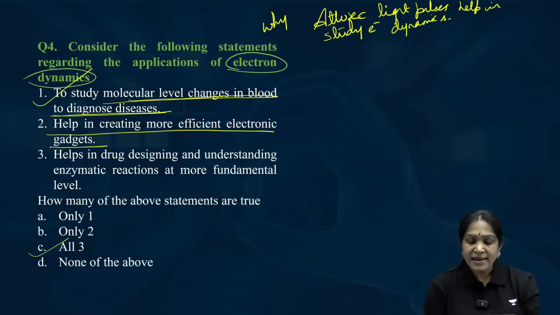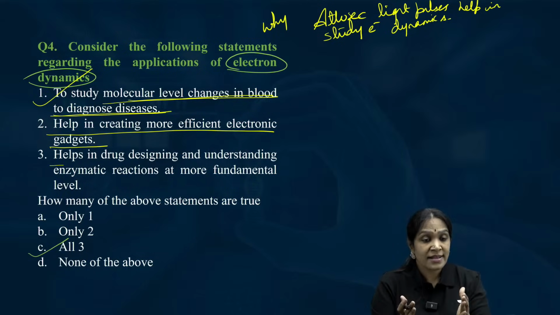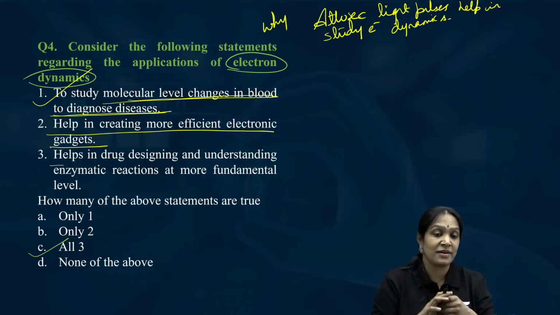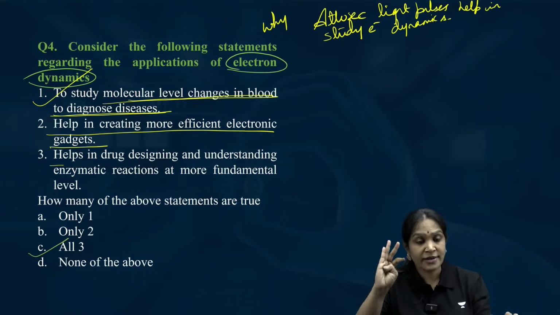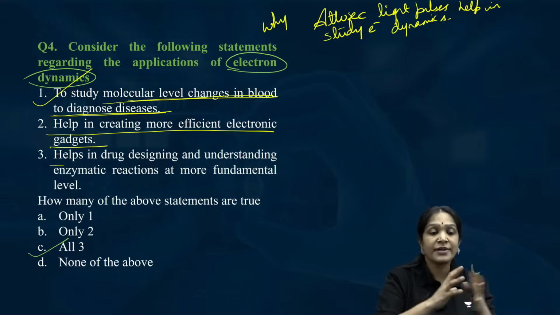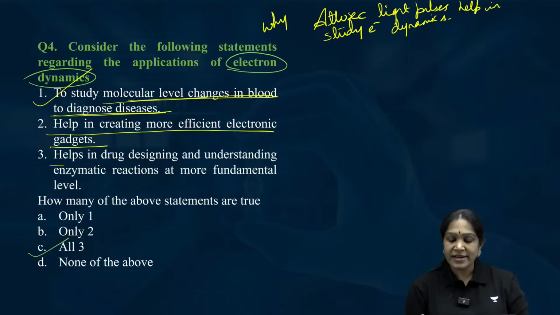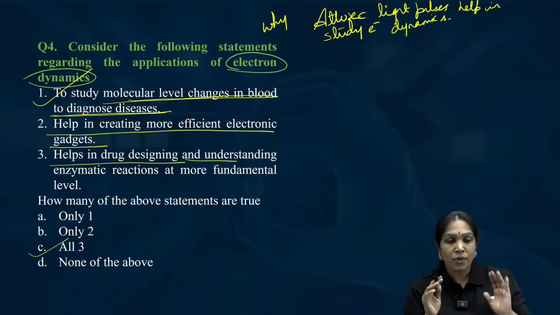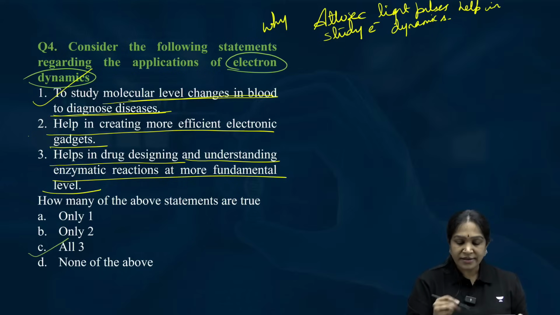They can help in drug designing. Why? Because you are understanding the drugs at the subatomic level. You are not understanding the drugs at the molecular level, not at the atomic level, but at the subatomic level, that is the electron level. So they help in drug designing and understanding of enzymatic reactions at a more fundamental level. So all the three statements are correct. All three is the right answer.